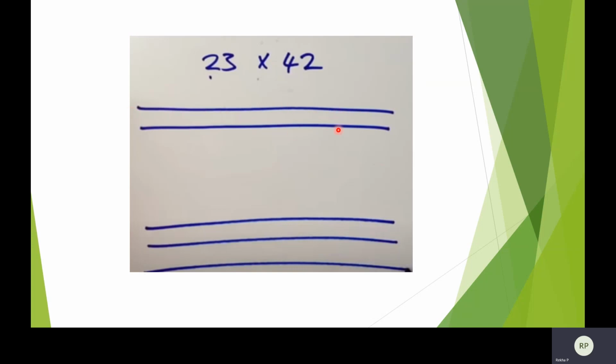So this is represented by 2 lines. Leave a gap and you represent 3. Okay, 3 lines. So the number 23 is represented. So now what you have to do? You have to represent 42.